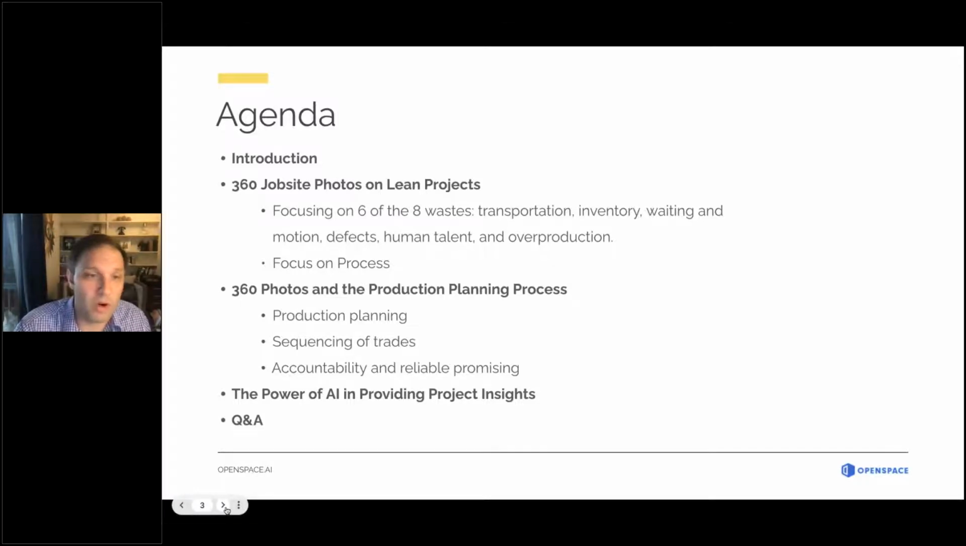And then I'm going to talk a little bit more about how 360 photos really help in the production planning process and the last planner system, with reliable promising and sequencing of trades. And then I'm going to end with kind of where we see the future of 360 technology and really the power of AI in helping lean projects and teams.